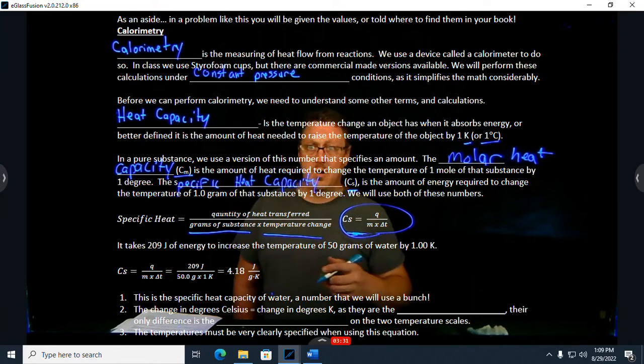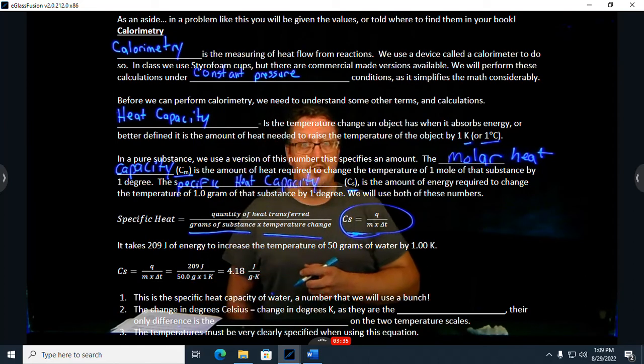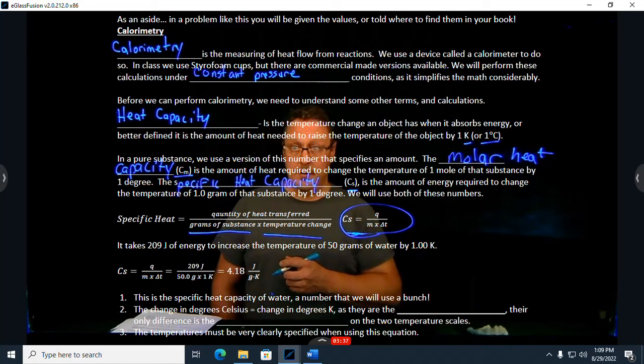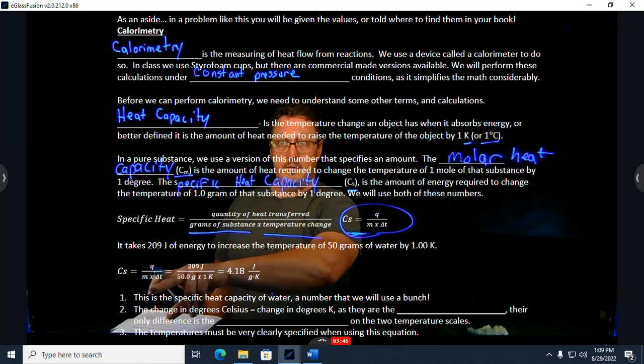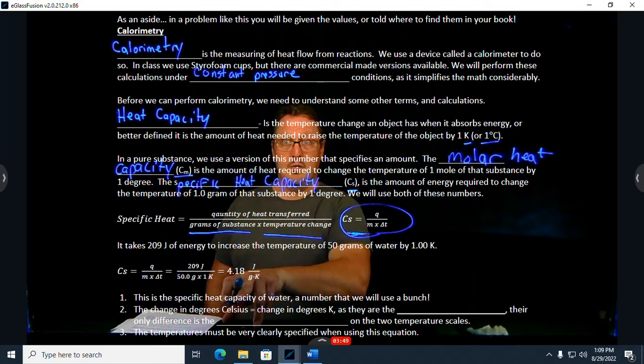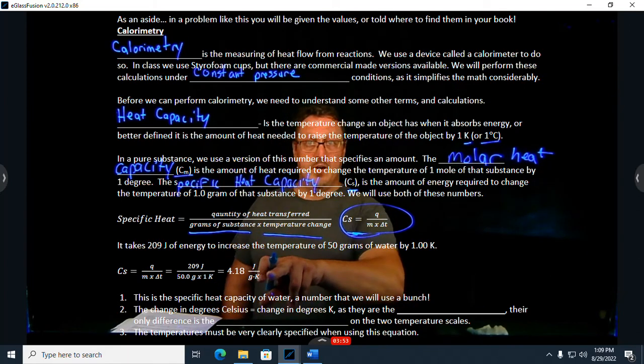For regular water, it takes 209 joules of energy to increase the temperature of 50 grams of water by 1 degree K. So, okay, C_s is equal to q, the amount of energy, 209, divided by its mass, 50 grams, times 1. So 209 divided by 50 times 1 is equal to 4.18 joules per gram degree Kelvin. This is the specific heat capacity of water.